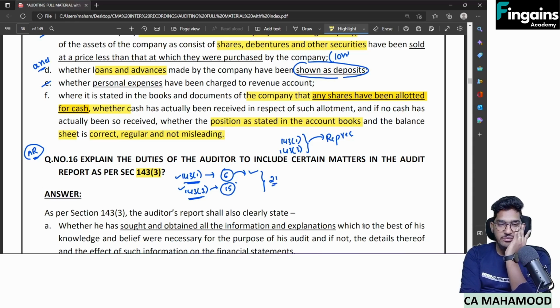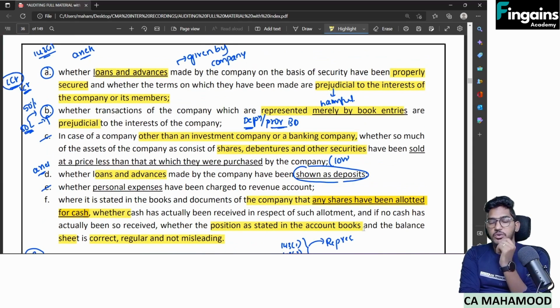So what are they? Let us have one quick recap. The first point is regarding loans and advances. Find out whether your client has given any loans and advances to others. If yes, whether they are properly secured, and also whether the terms and conditions on which such loans are given are prejudicial, are they harmful to the interest of the company. I even gave you examples of when the terms and conditions will be considered harmful. That is the first point, talking about loans and advances.